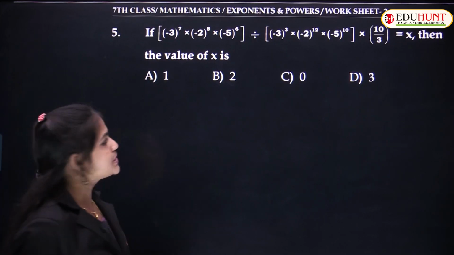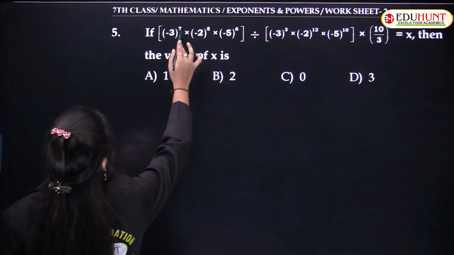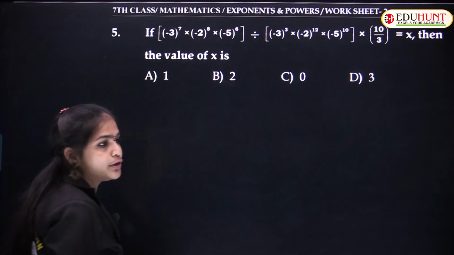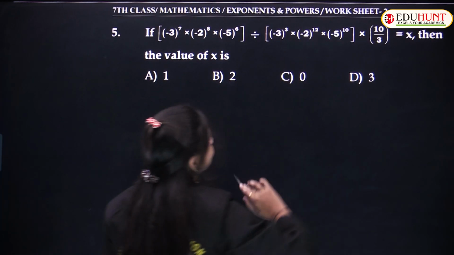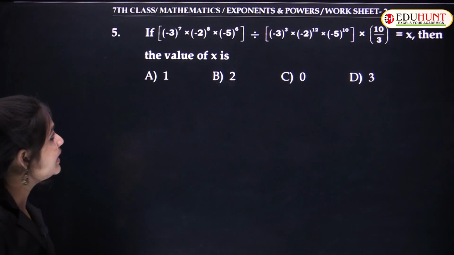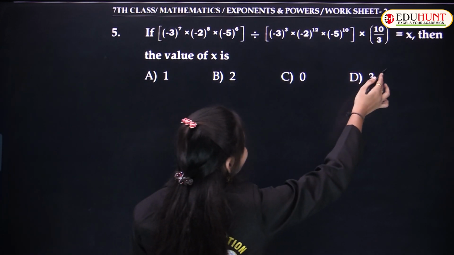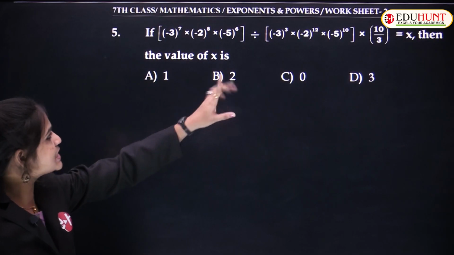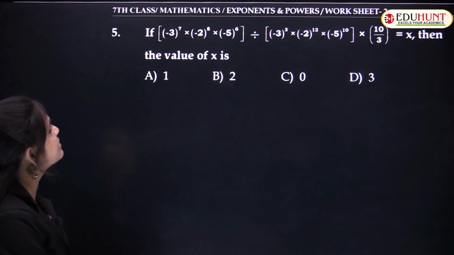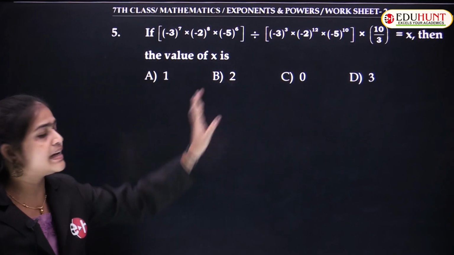Next, question number 5. See that, (-3)^7 into (-2)^8 into (-5)^6 divided by (-3)^3 into (-2)^12 into (-5)^10 into (10/3) whole power 4 is equal to x. Then the value of x we need to find out. X value means simply we need to simplify this expression.